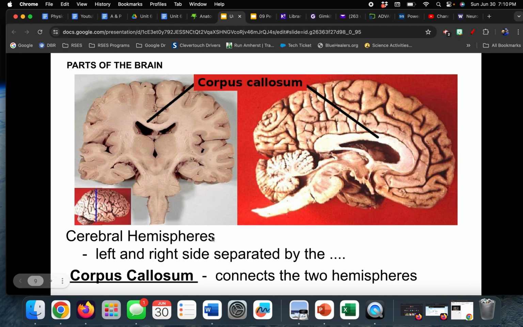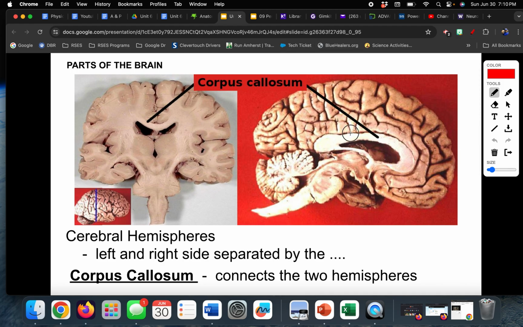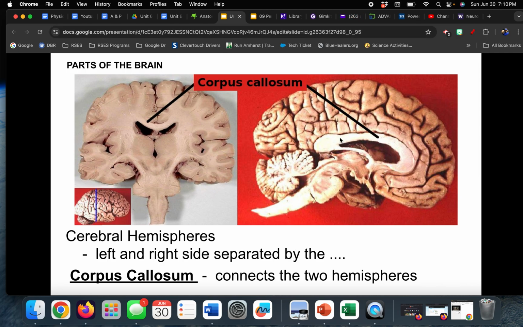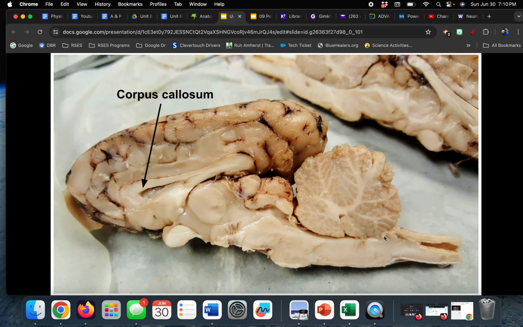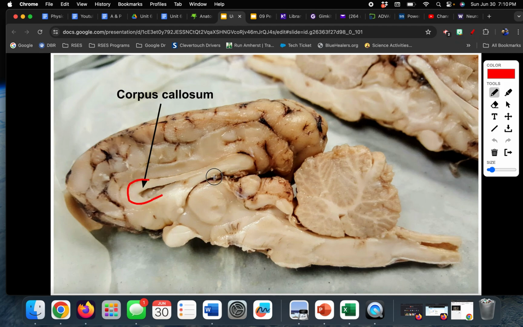Anyway, cerebral hemispheres are separated by something called the corpus callosum, and its job is to connect so the two sides of the brain can communicate with each other. You see it really pronounced here. And this is a brain that's been cut in half sagittally. And we see that corpus callosum is pretty prominent, and that's what connects the two sides, two hemispheres of the brain. Another picture here. You can kind of see that same shape here. Corpus callosum.